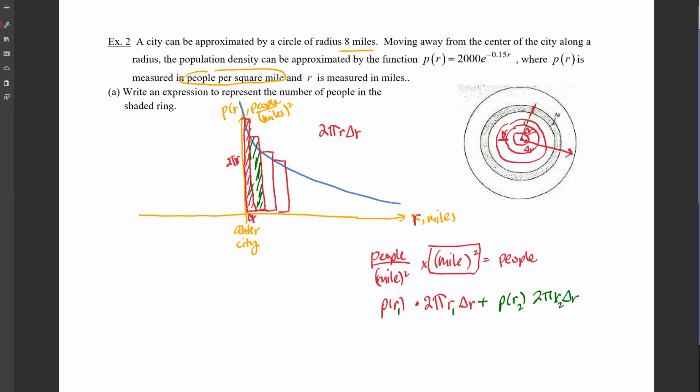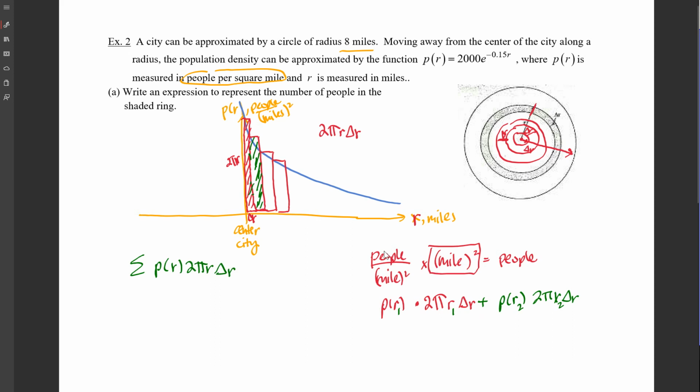Then I add those together, right? And then I would add the population in the next area, and then the population in this area. When I add all those populations together, what I end up getting is the integral of PR 2 pi r delta r.